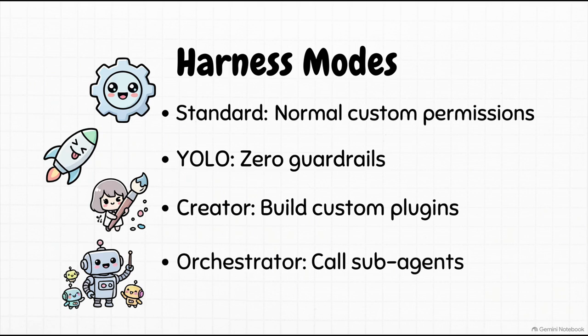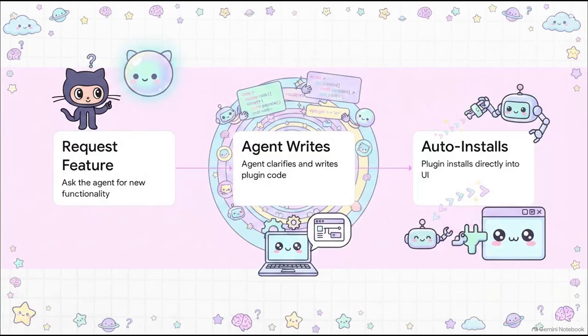The sheer breadth of this tool is just staggering. But honestly, the most mind-bending part of this whole thing is creator mode. It is totally like the movie Inception. Let's say you want a quick little feature that fetches the number of stars a GitHub repository has. Step 1, you just ask the agent for it. Step 2, the agent asks you some clarifying questions and then literally writes the code for the plugin itself. And step 3, it automatically installs that brand new plugin straight into your user interface. You just built a tool by talking to the framework that houses the tool.